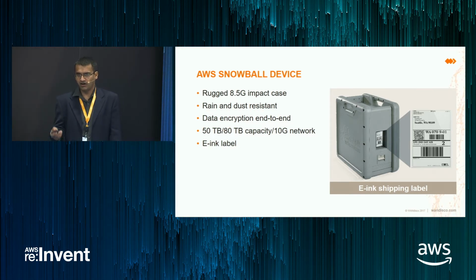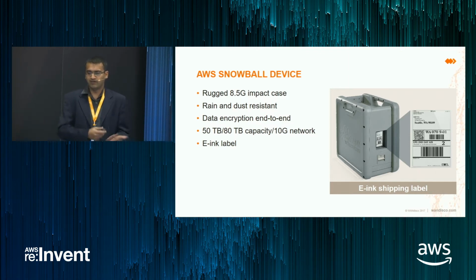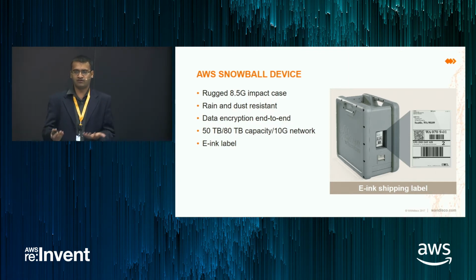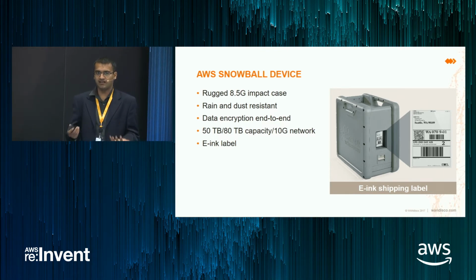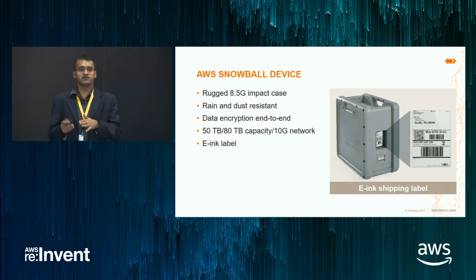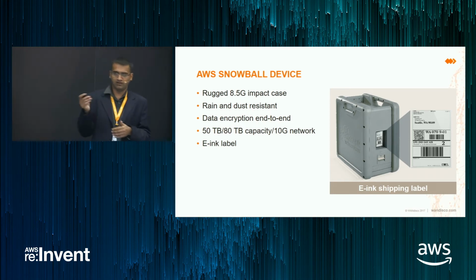Any byte that's written on the device is encrypted using our 256-bit encryption. So whether you encrypt or not, we will encrypt it further. So when you send it back, even if someone gets a hold of the device, they cannot really decrypt your data. Finally, we have an e-ink label on the device itself, which is a Kindle, which has a UPS shipping label. But the key part about this e-ink label is it's cryptographically tied to your account. So once we receive it, as soon as we scan it, the data is guaranteed to end up in your account. Again, we're just making sure your data is secure all the way through.